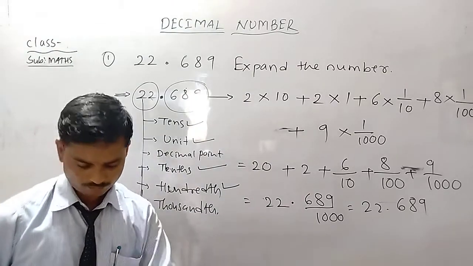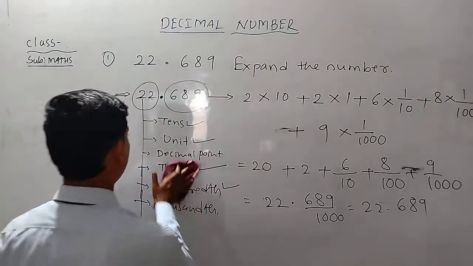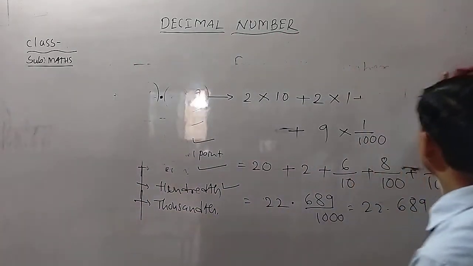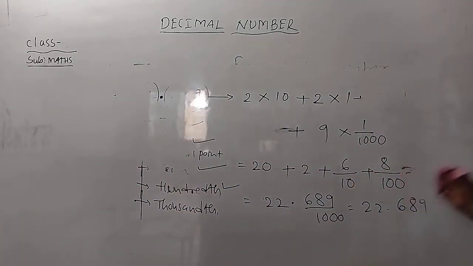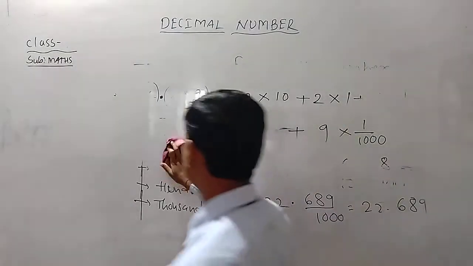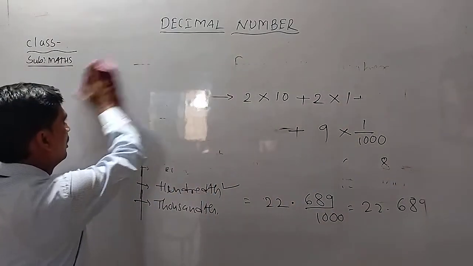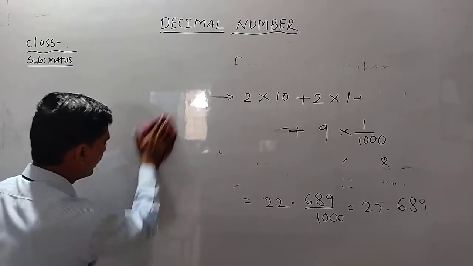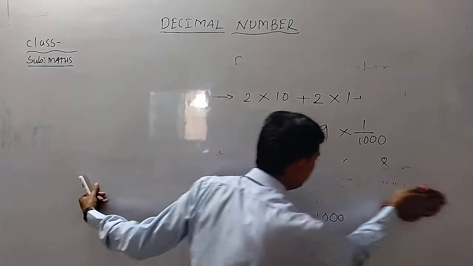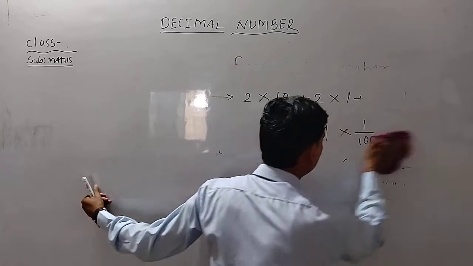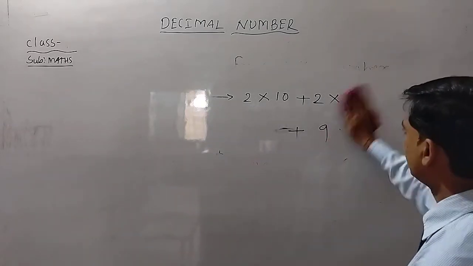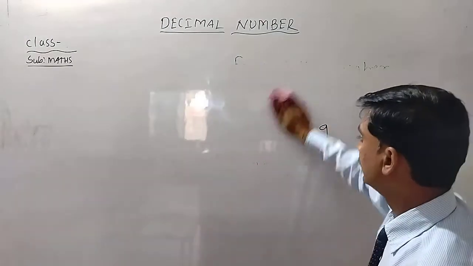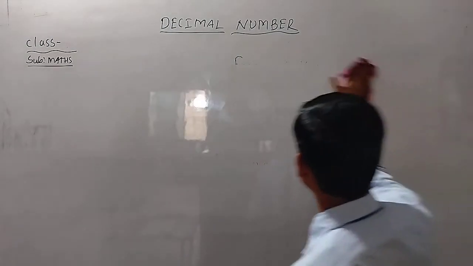Now let us discuss the next point. Dear students, open your last year mathematics textbook and you should recall that, because how to write decimal numbers in a place value table was already studied in 5th standard.